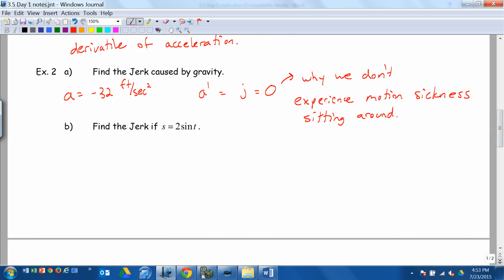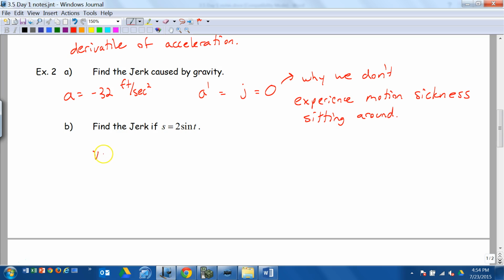So find the jerk if the position is 2 sine t. Basically, it's going to be called simple harmonic motion. It just means that the object just oscillates back and forth and keeps the same motion for eternity, like it doesn't slow down or anything. So you usually see that with these kind of equations. So this is just a basic question though.